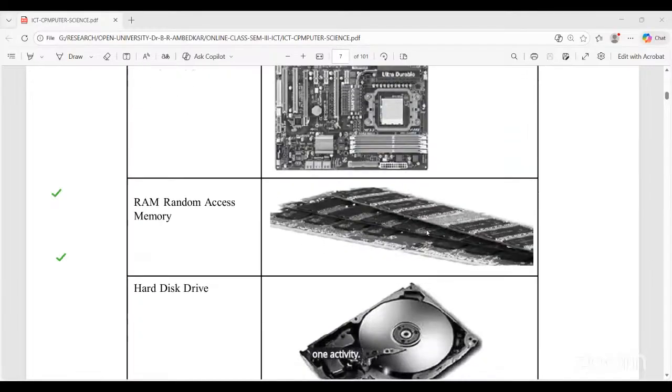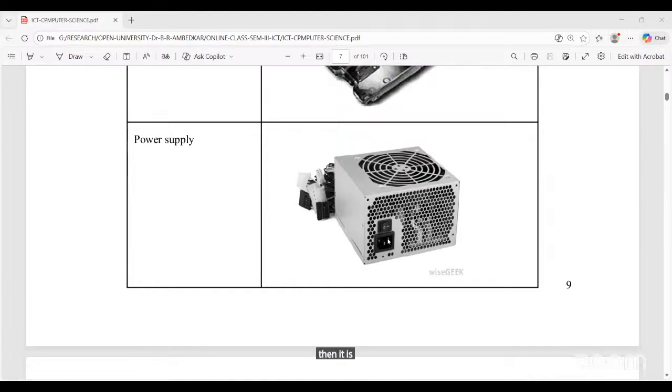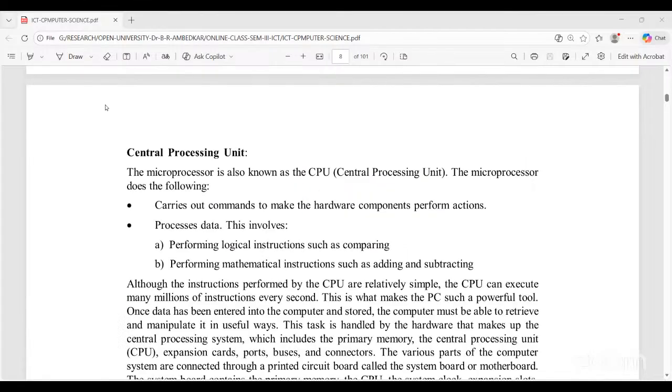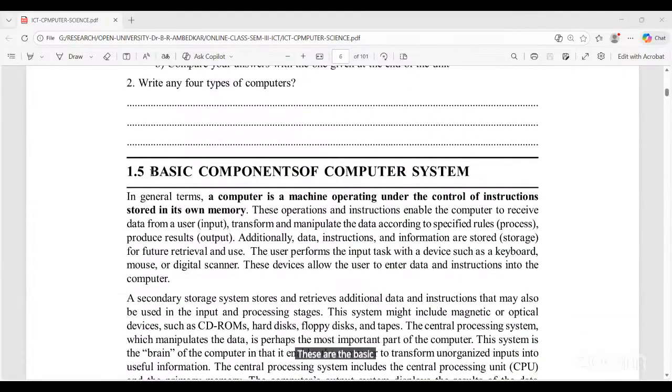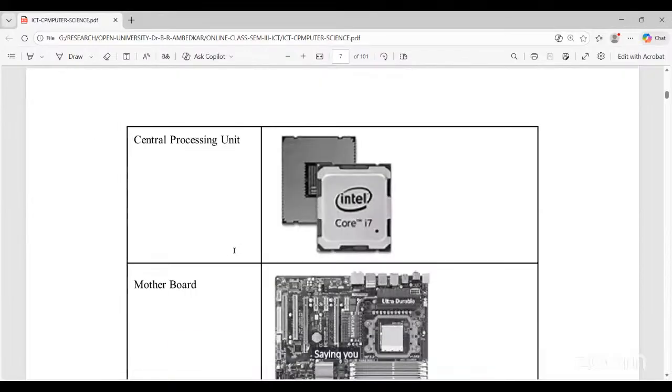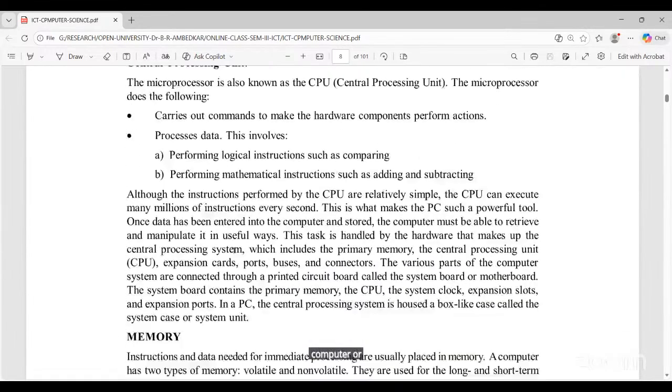Next, RAM looks like this. This is a RAM image, and this is a hard disk. Then this is a power supply. We can say this is the power supply, inside here. So these are the basic components, or you can say parts, basic parts of the computer systems. So in your home, you can check whether all these parts are there inside the computer or not.